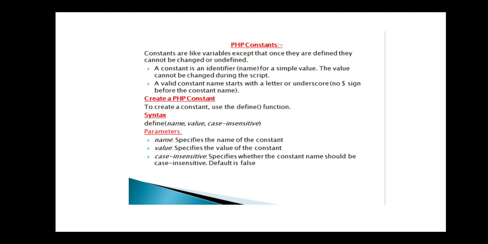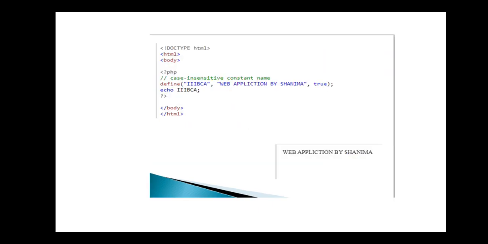Okay, so the syntax is define, name, value, case insensitive. Name specifies the name of the constant, value specifies the value of the constant, and case insensitive specifies whether the constant name should be case insensitive. By default it will be false. So it has the parameters name, value and case insensitive. In name we specify the name of the constant, and value means the value which it represents. Here we can see one example.